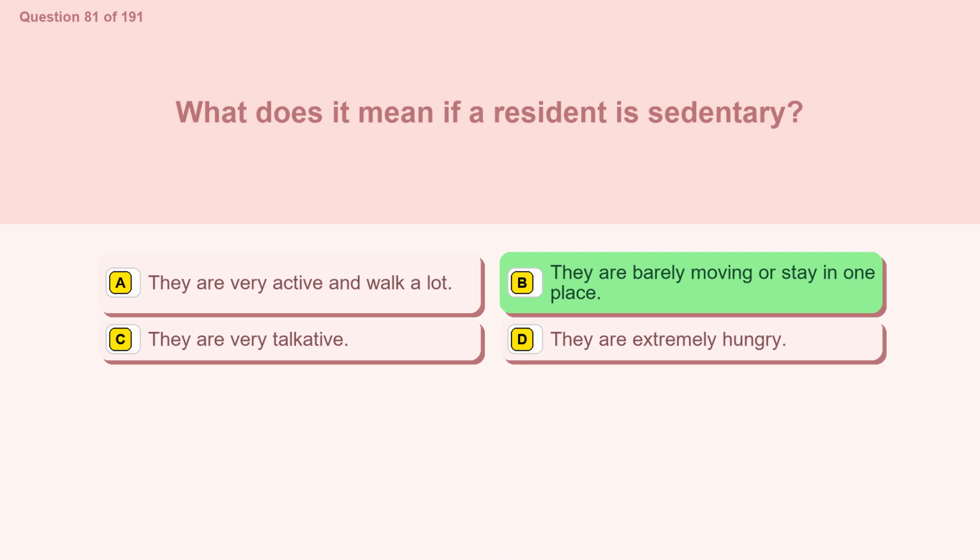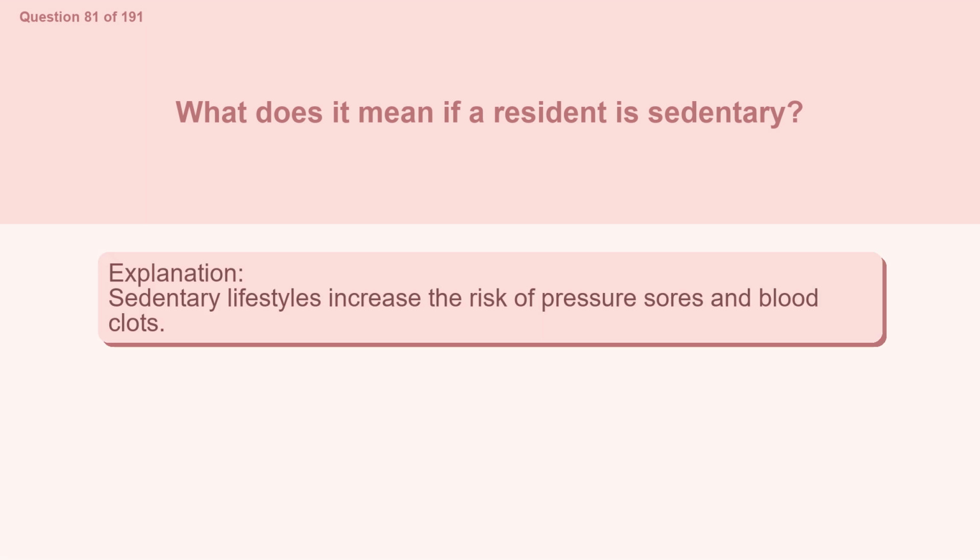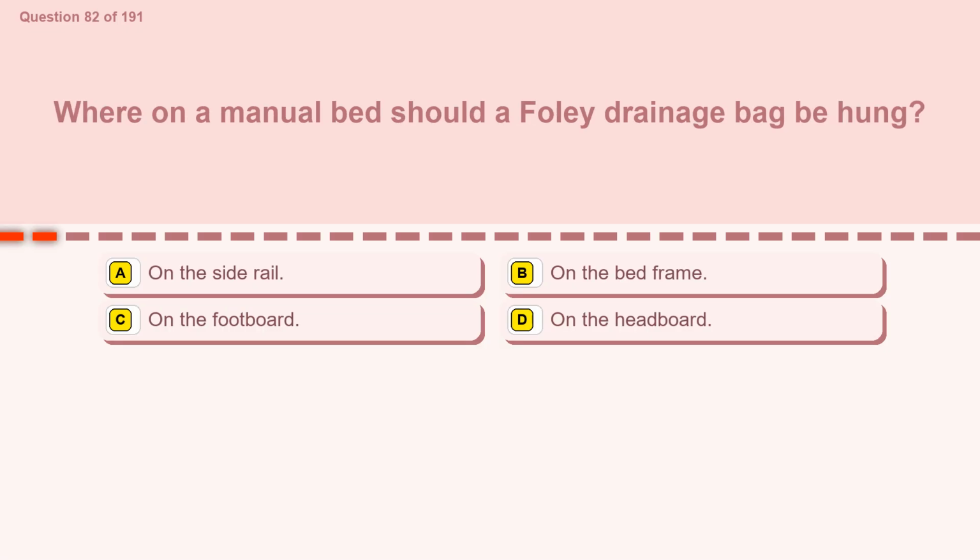The correct answer is option B, they are barely moving or stay in one place. Sedentary lifestyles increase the risk of pressure sores and blood clots. Question 82. Where on a manual bed should a Foley drainage bag be hung?